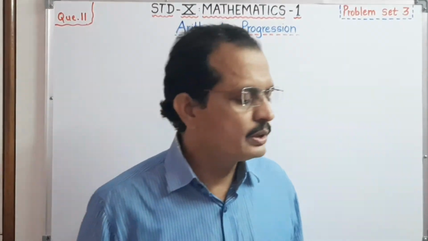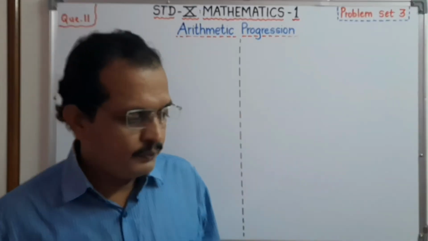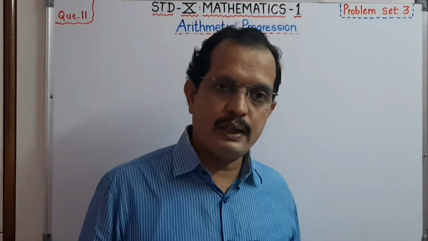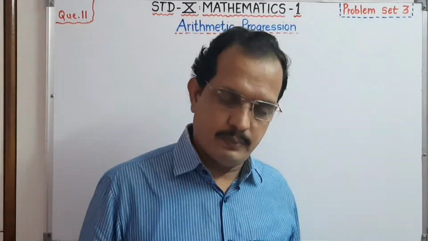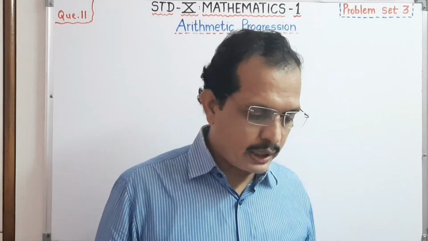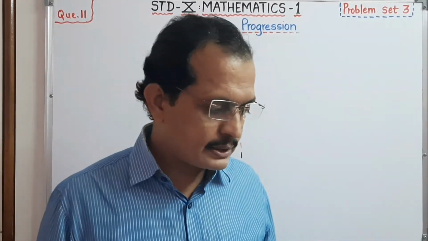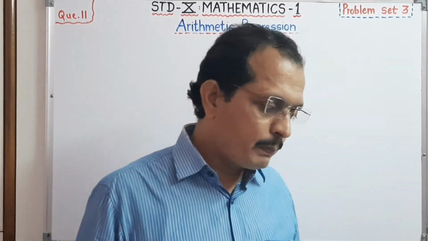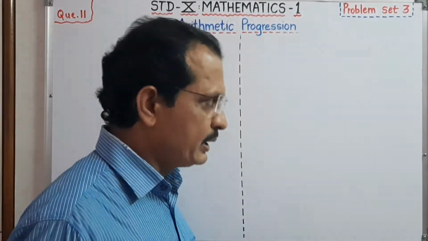Now dear students, we have to start with the 11th sum. If the first term of an AP is a, second term is b and the last term is c, then show that the sum of all terms is (a plus c) into (b plus c minus 2a) upon 2 into (b minus a).